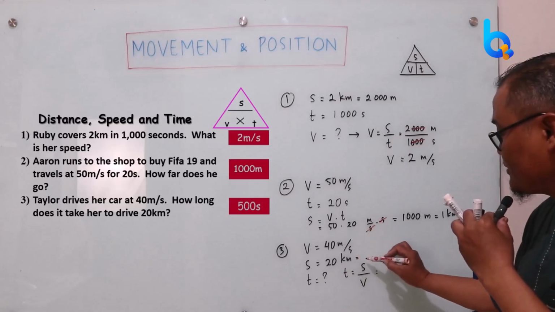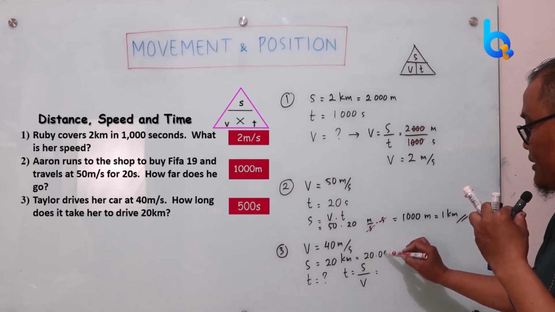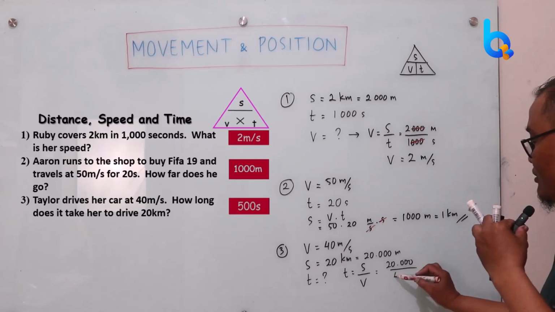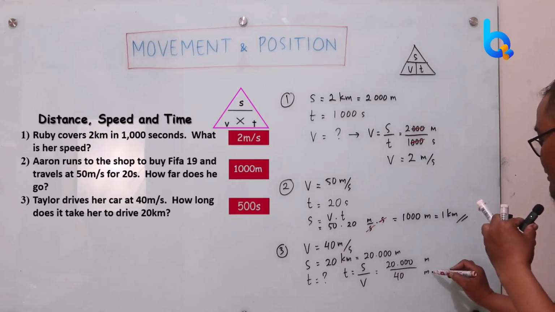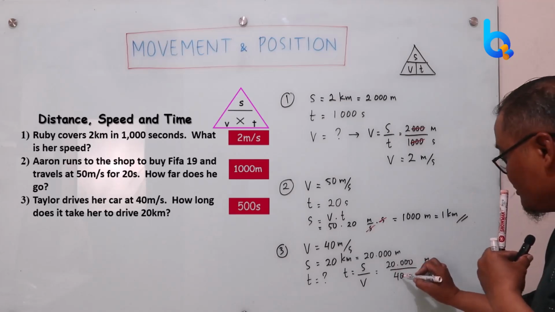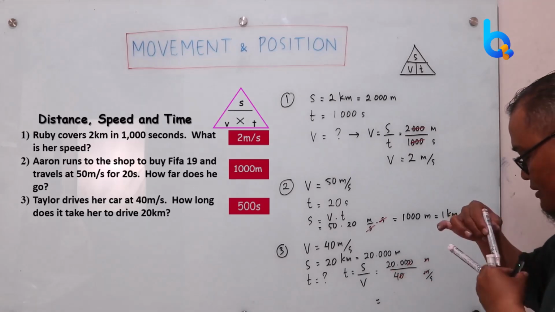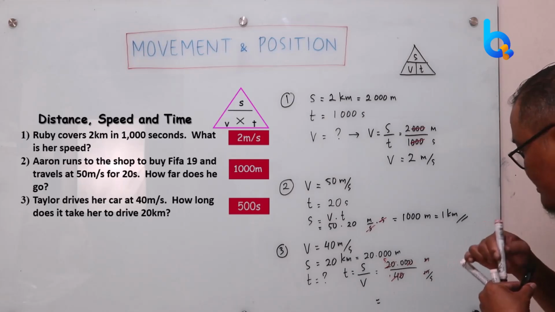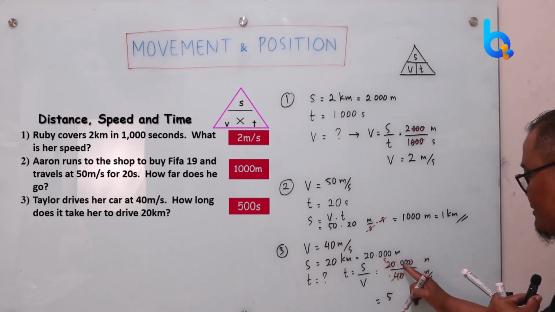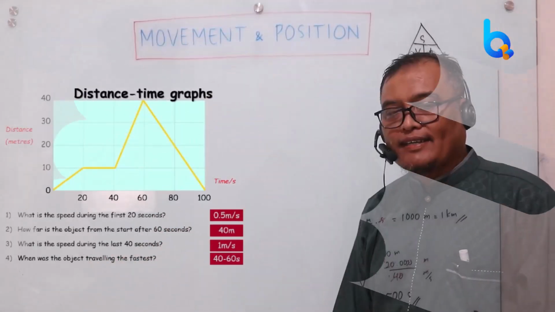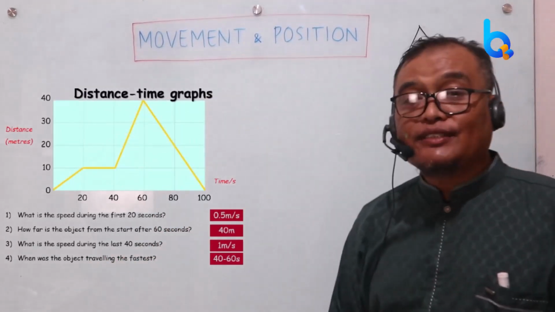But remember, we must convert to the same unit. 20 kilometers equals 20,000 meters. So we can input here 20,000 over 40. This is meters over meters per second, so we can cancel the meters. The result is 20 divided by 4 equals 5, so the result is 500, and the unit is seconds. Okay, easy? Next, we continue to the distance-time graph.